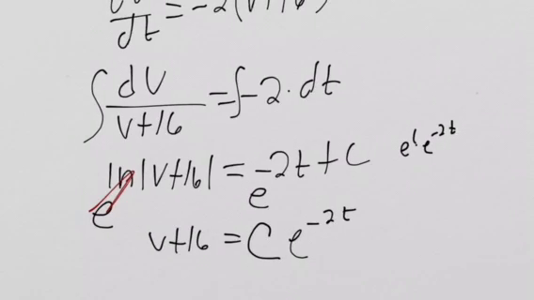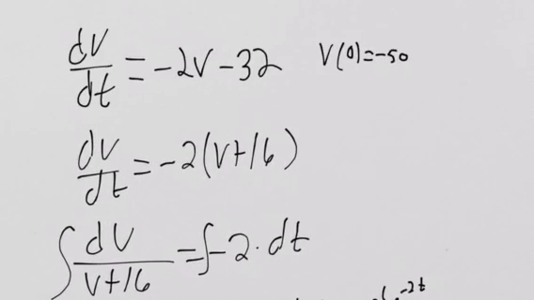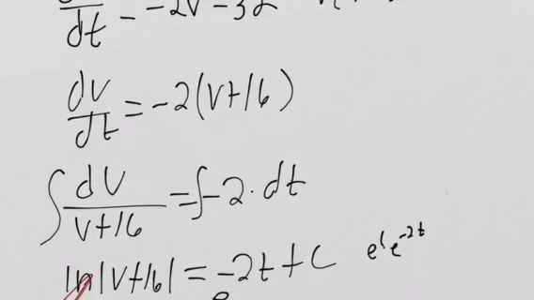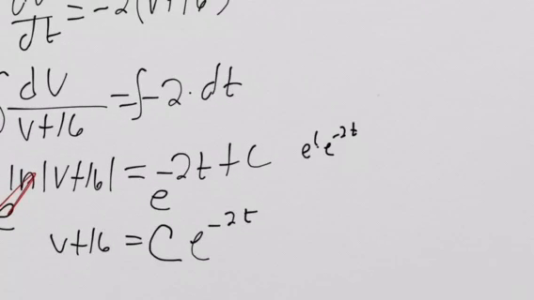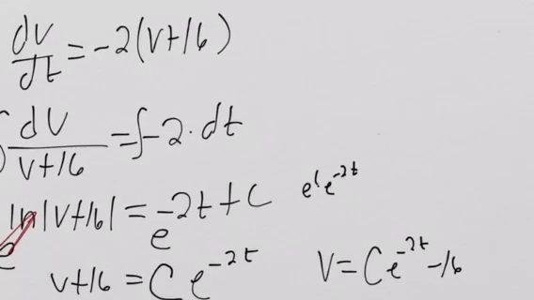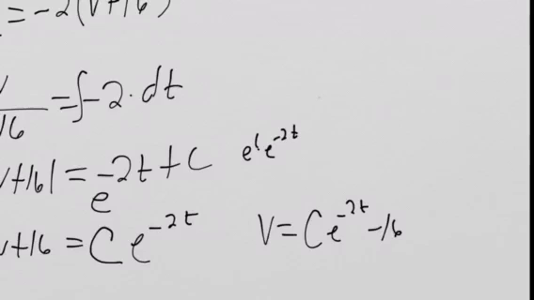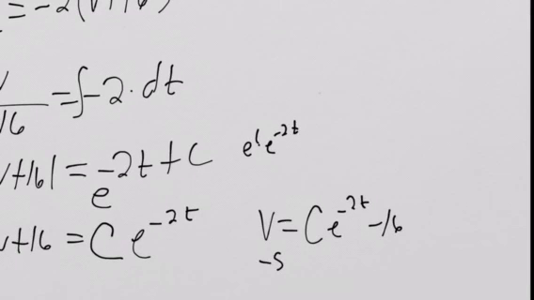All right? So we know that when t is 0, v is -50, so that's going to help us solve for this c. So let's just go ahead and subtract that 16 over first. So we get v equals c e to the -2t minus 16. And then when v is -50, t is 0. So we get -50 equals c e to the 0 minus 16.